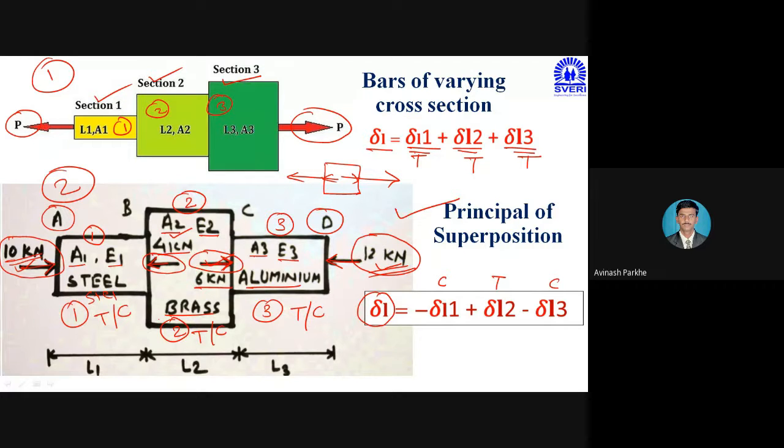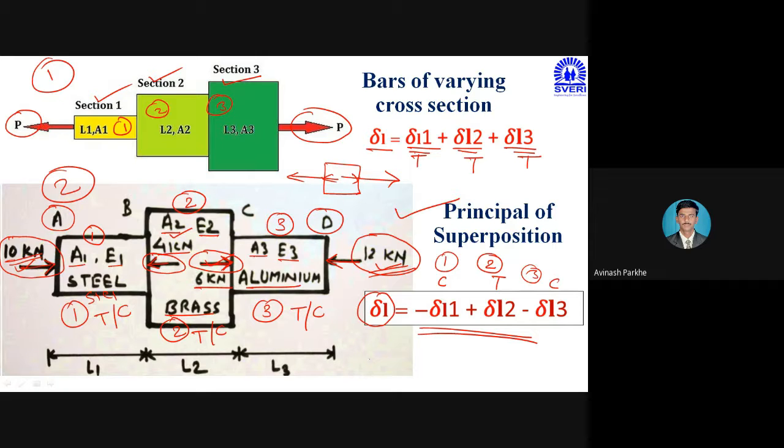So what we have to do, we have to resolve the forces and we have to give the separate effect to each section. Separate effect to each section means we have to calculate separate load for section 1, section 2, section 3 along with their nature, and according to their nature we have to do the modification in the total deformation formula. Here the total deformation is equal to minus delta L1 plus delta L2 minus delta L3 because section 1 and section 3 are under compression and the middle section is under tension.